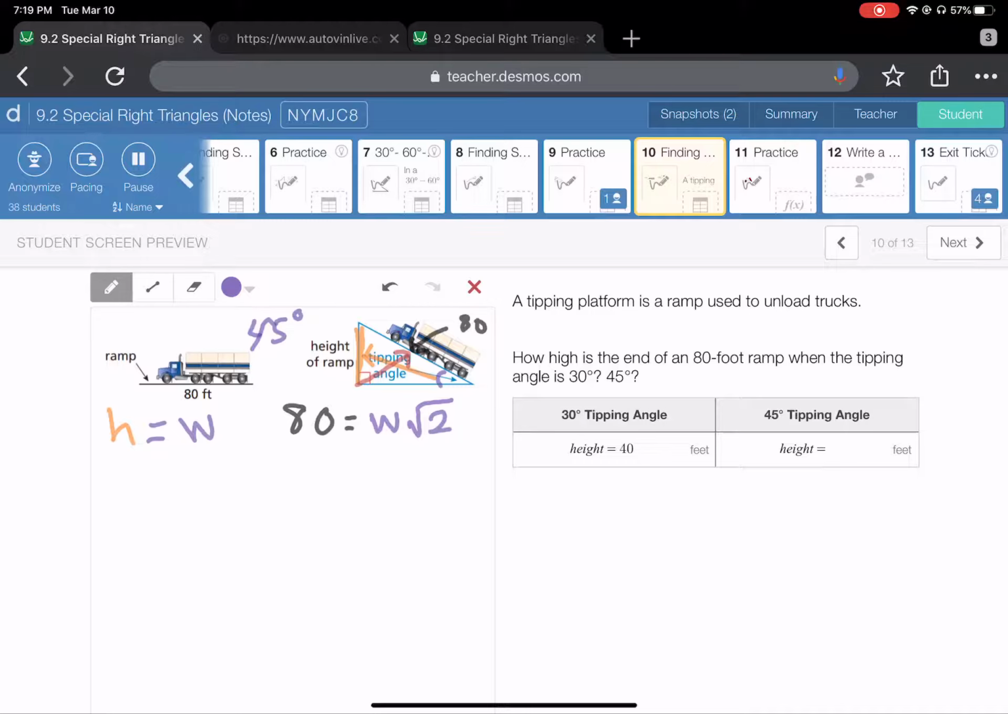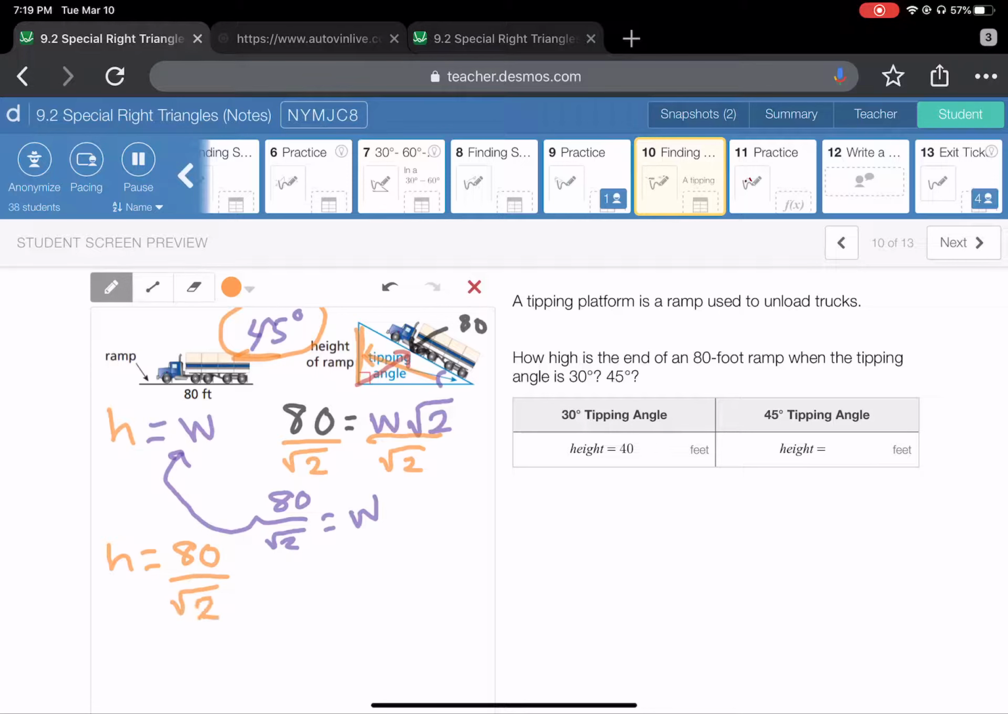Then here we're going to divide both sides by the square root of 2 to be able to find what W is. So W is equal to 80 over the square root of 2. And because W is 80 over the square root of 2, I can replace that in here and verify that the height of the ramp, if the degree is 45, will be 80 over the square root of 2.